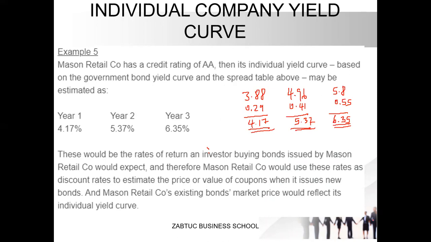These now would be the rates of return an investor buying bonds issued by Mason would expect. Therefore, Mason could use these rates as discount rates to estimate the price or the value of the coupon when it issues the new bonds. And Mason Retail's existing bonds' market price reflects its individual yield curve. So I hope we have seen where the story has taken us.